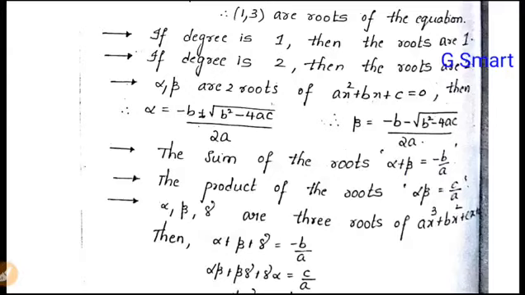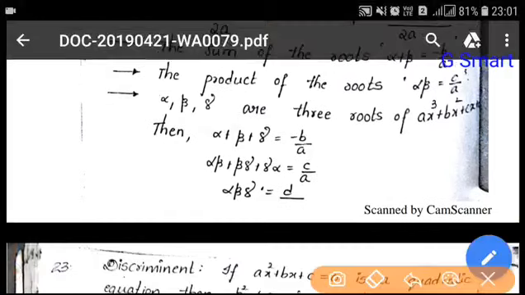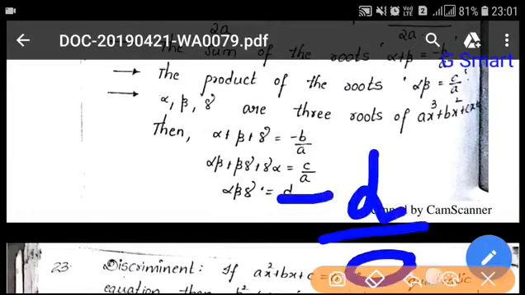Next, if alpha, beta, gamma are the three roots of ax cube plus bx square plus cx plus d equal to 0, then alpha plus beta plus gamma is equal to minus b by a. Alpha beta plus beta gamma plus gamma alpha is equal to c by a, and alpha into beta into gamma is equal to minus d by a. So here minus d by a you have to remember.